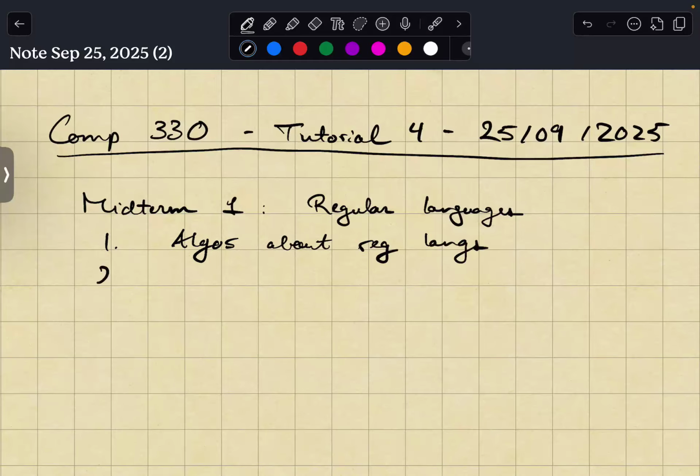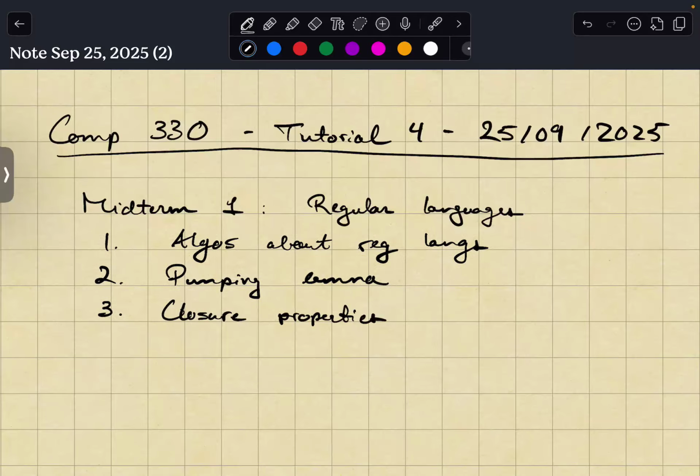The other thing that's pretty important for you to master before the midterm is how to use the pumping lemma. So we're also going to look at an example of that today. Another pretty important thing is knowing how to use closure properties. That's also going to be pretty useful for you to know ahead of the midterm.